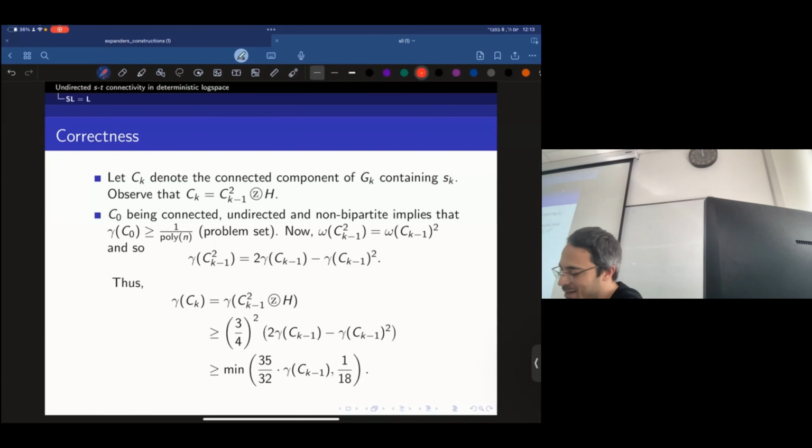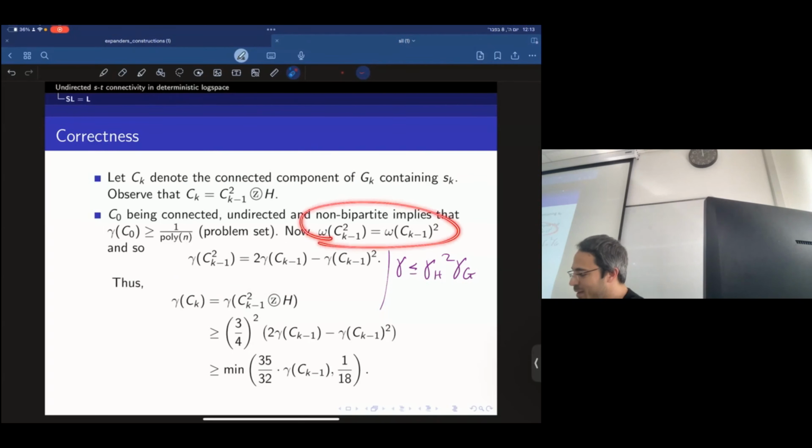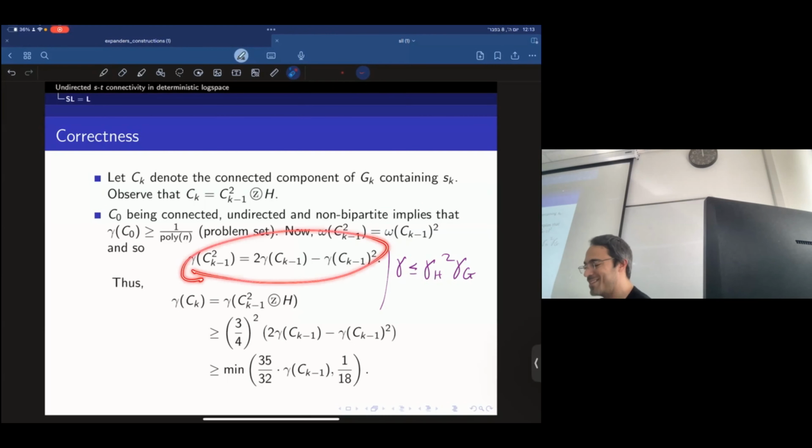You know that there was the omega bound and the gamma bound. Remember I told you this is a stronger bound than the bound that we started with for the omegas. And that's what I'm using here. So I know that omega of C_k is the square of the omega of C_{k-1}. And if you think about it in terms of gammas, this is what happens before the zigzagging, just replacing omegas by gammas.